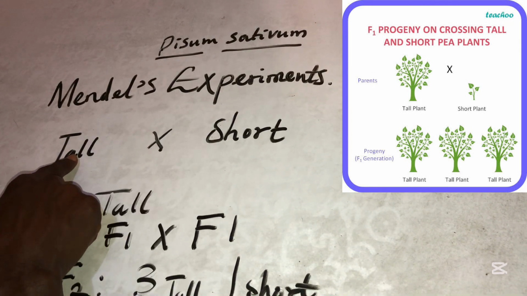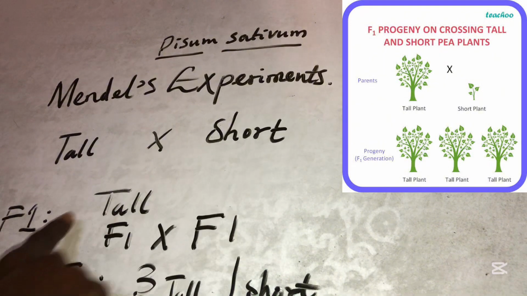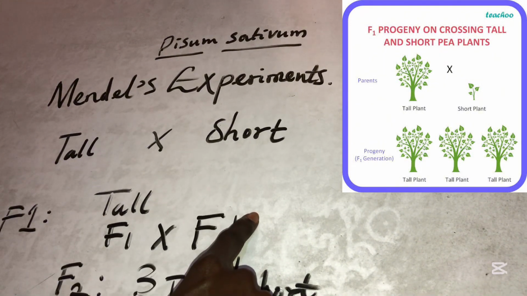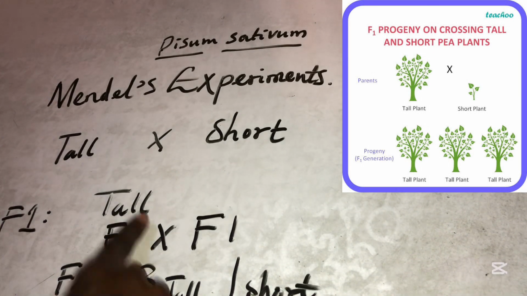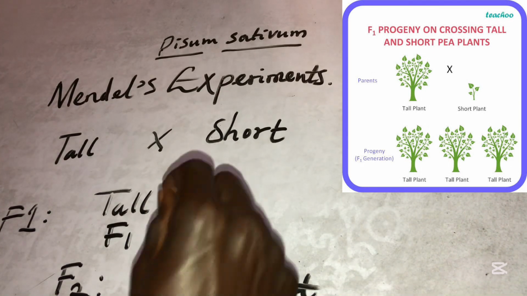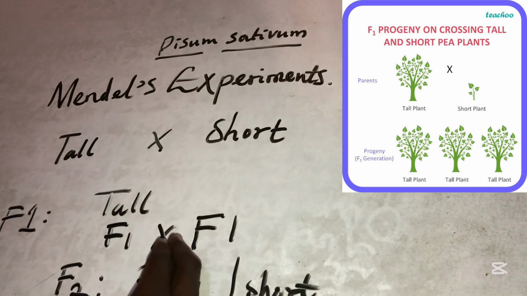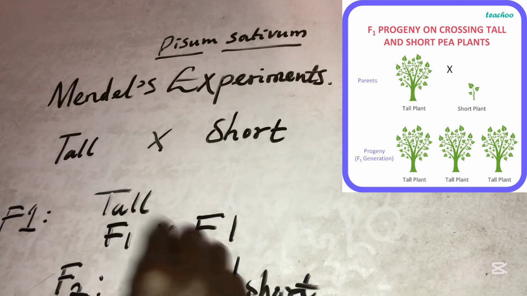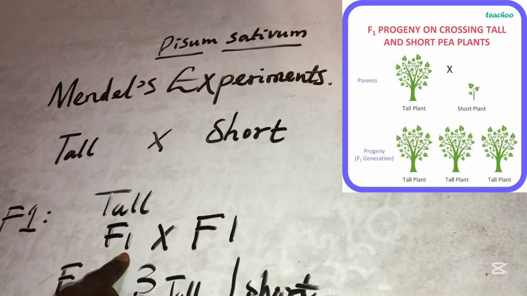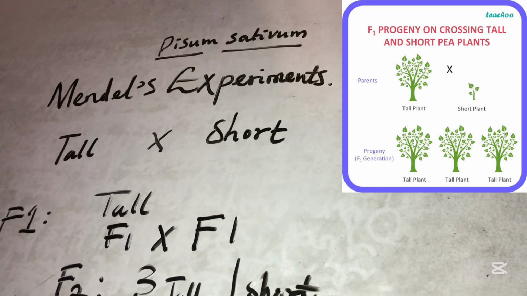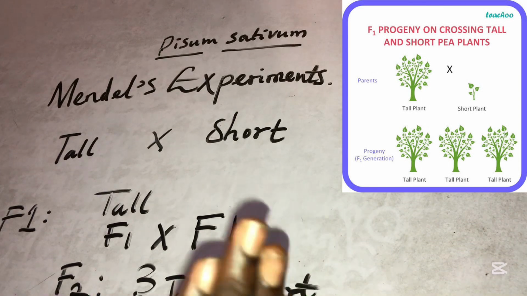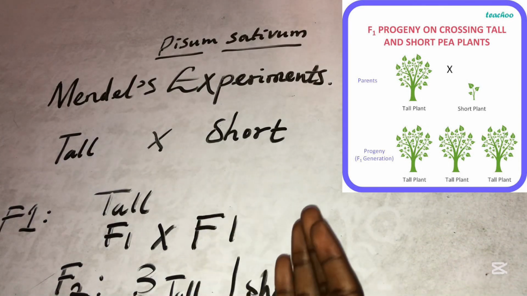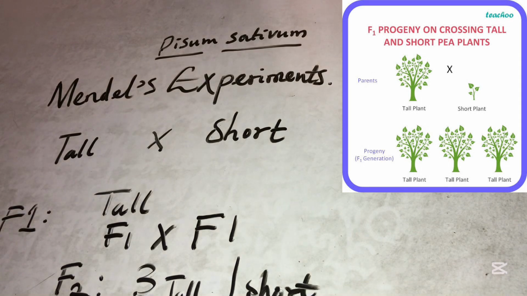So if you look here, he crossed a tall plant with a short plant, but in the F1, they were all tall. But then he crossed the F1s together to have 3 tall and 1 short. So there were some factors in the F1 that were not expressed, but they were there. They were still passed on from the parents to the offspring, but they were not expressed. So when he crossed the F1 with the F1, those factors came back again and reappeared in the F2. So this is basically what Mendel's experiment was about. We'll be explaining further in our subsequent videos in this series.